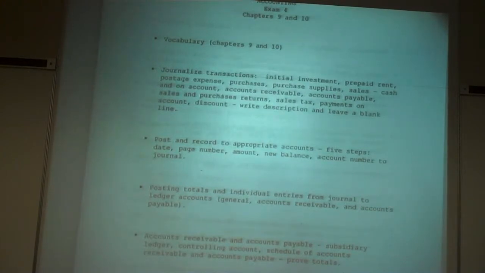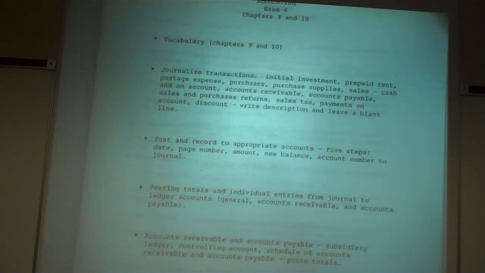The controlling account, we've had those controlling accounts since the very early chapters. Accounts receivable controls the subsidiary ledger for all of the accounts receivable, all of our customers. The total in the controlling account, accounts receivable, should equal what's in the subsidiary ledger. What is the form that we have to prepare to show that total that matches what's in the controlling account? Schedule of accounts receivable.